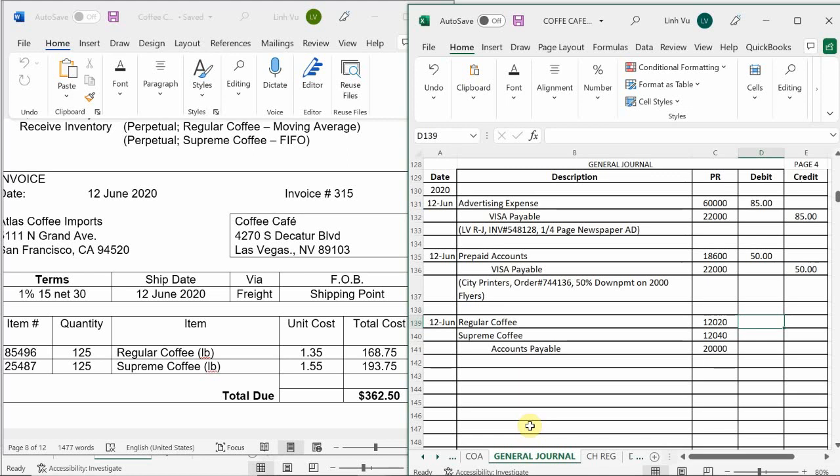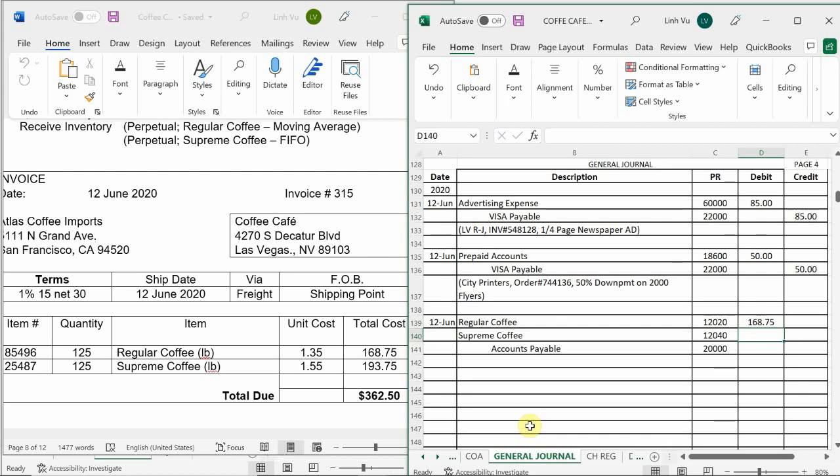How much did I purchase for the regular coffee? 125. That's 125 pounds. How much did it cost me? $1.35 each pound, right? So what's my total cost for buying my regular coffee? 168.75. Good, 168.75.